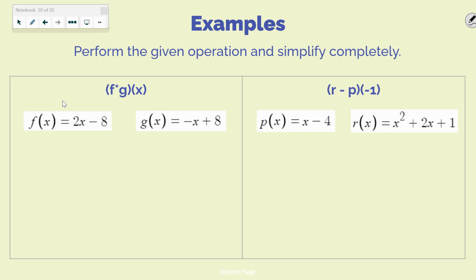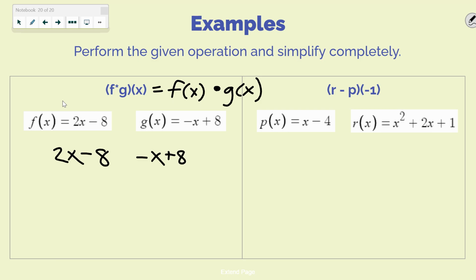Multiplication. So this is the same thing as f of x times g of x. So I'm going to take my two functions and multiply them together. So I have 2x minus 8 times negative x plus 8. And what symbol should I use to help with that multiplication? Should I just put a dot in between them, or what do we think?